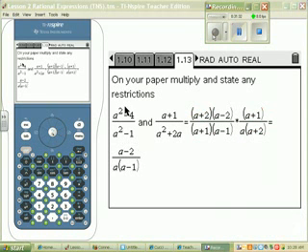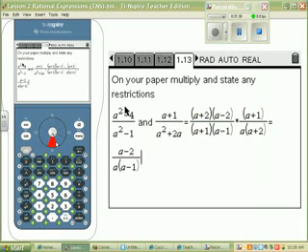I want to talk about one more thing with this. Notice it says to state any restrictions. Restrictions mean something that we can't have happen. Okay? So I want you to look at the denominator. There's something very important in math that we deal with when it comes to fractions and denominators. Something that can never happen. What is that? What can we never have in a denominator of a fraction? 0. A 0. Why can't we have a 0 in a denominator?